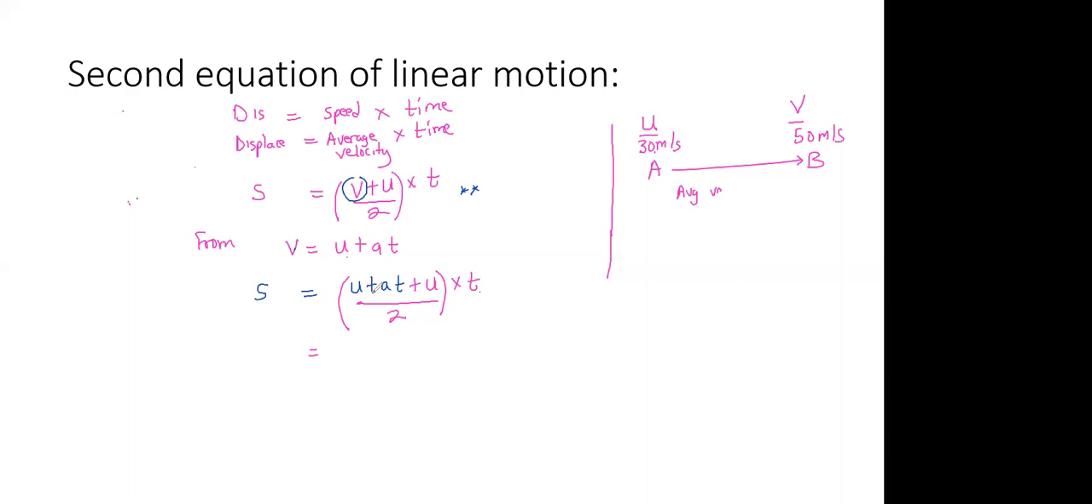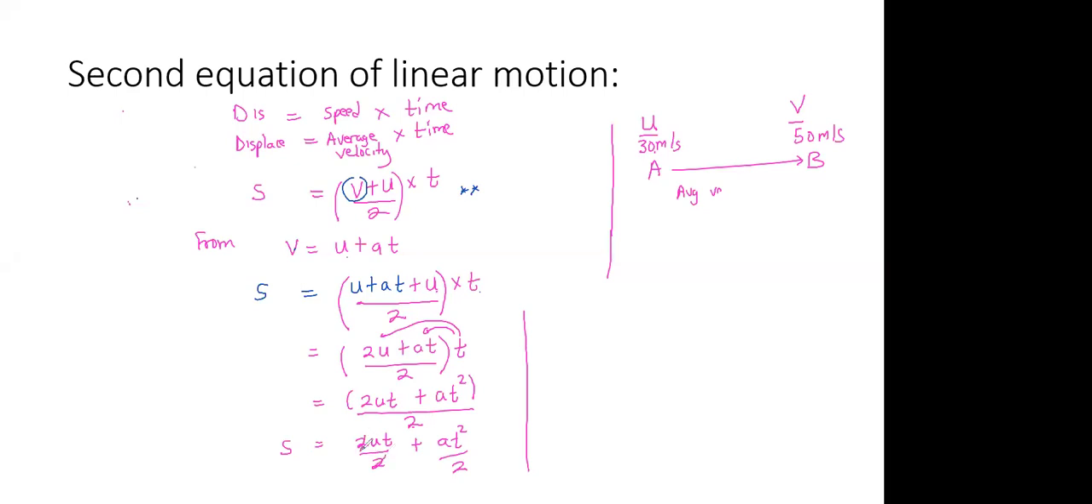So I'm going to say U plus U is 2U plus AT, divided by 2, then times the time. This T, I can bring inside, so it multiplies here. I'll end up with 2UT plus AT squared, but everything divided by 2. Since this 2 divides both terms, I will say 2UT out of 2 plus AT squared out of 2 is equal to S. So I'll get S equals UT plus 1 out of 2 AT squared.